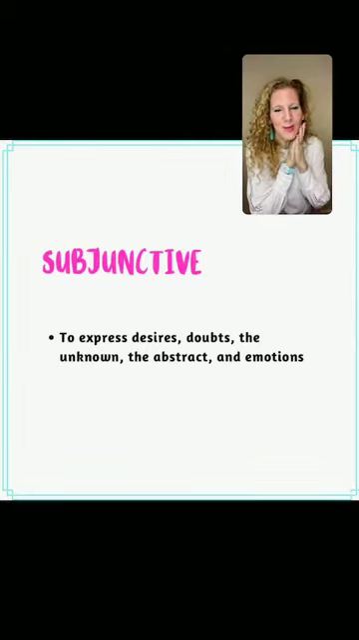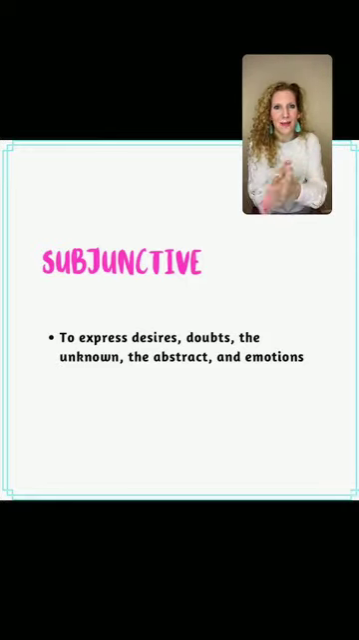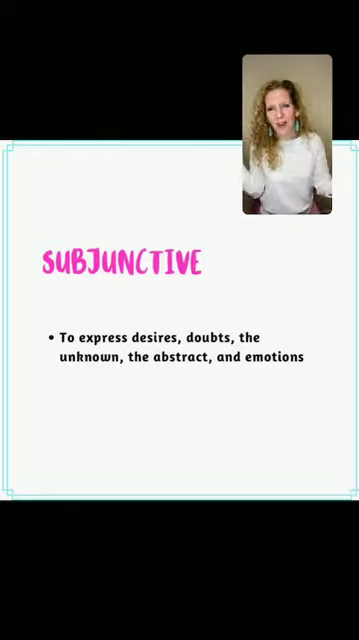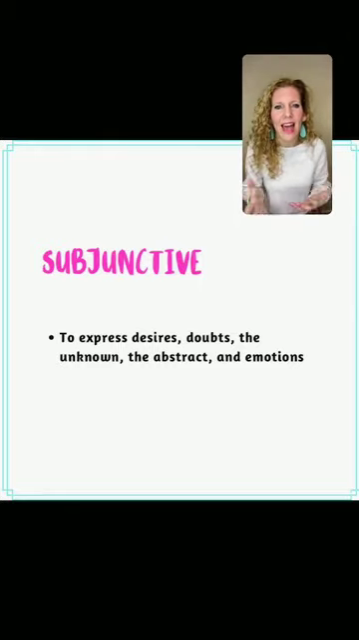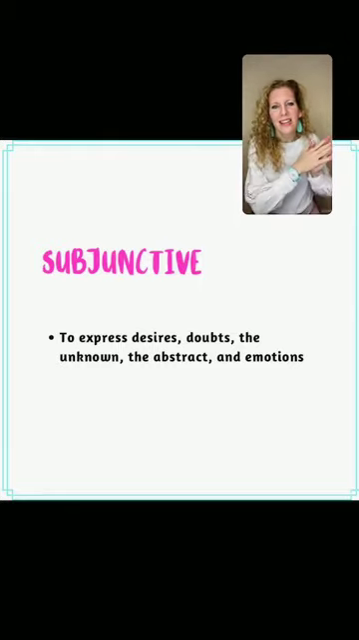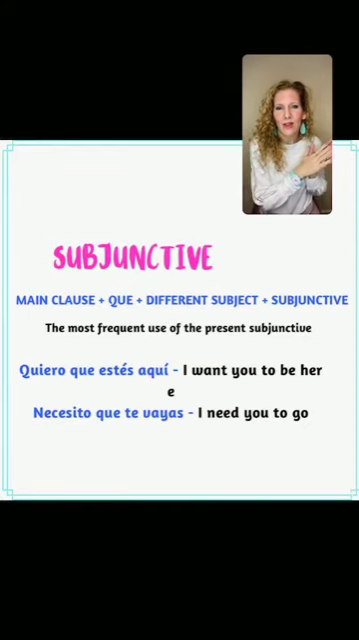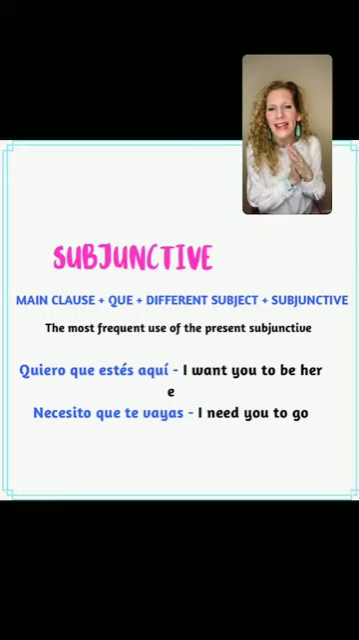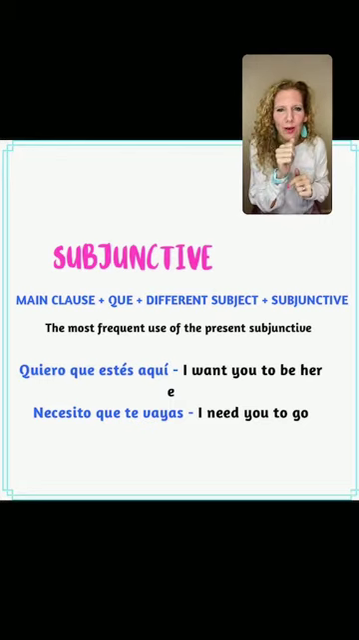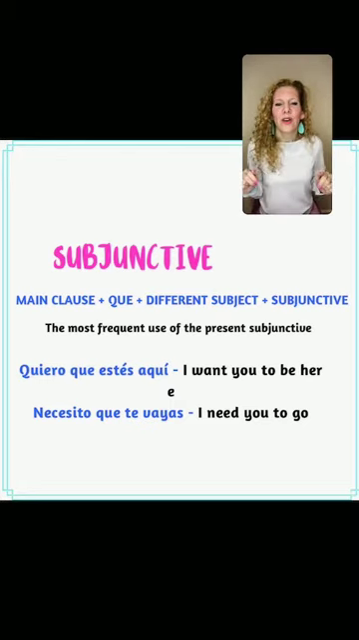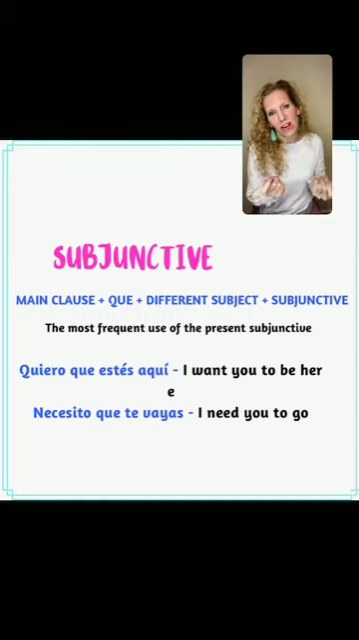Okay, so subjuntivo, we use it to express, remember I will say the same thing, desires, doubts, the unknown, the abstract, and emotions, okay? So, how can we use present of subjuntivo? The main thing about it is you are going to see que, and that's going to give you the clue that you need subjunctive, okay? So we have the main clause, then we have que, and a different subject, okay?